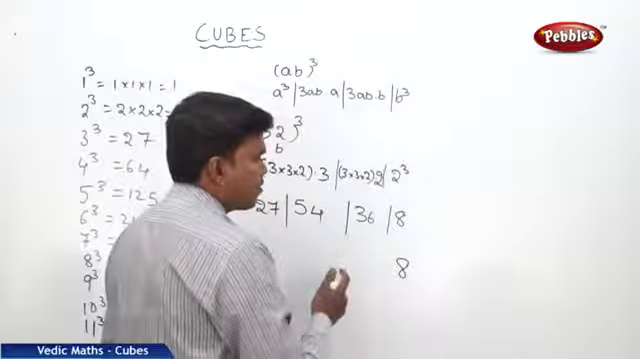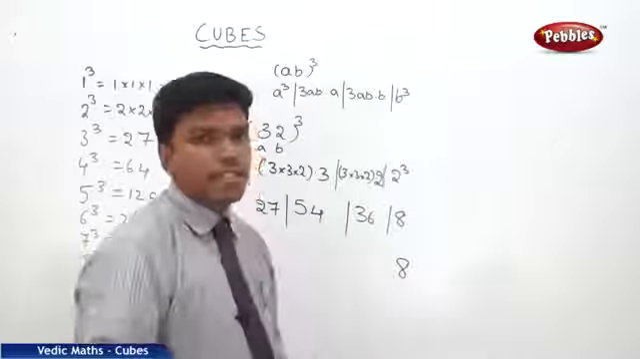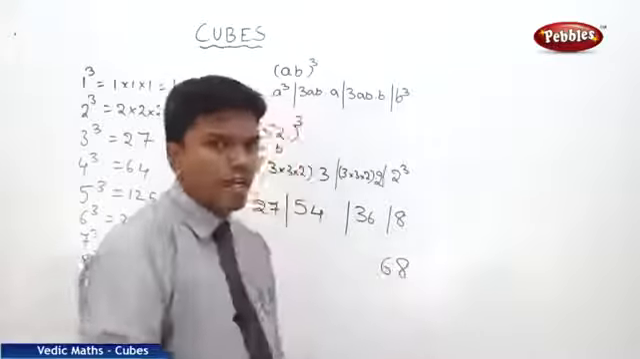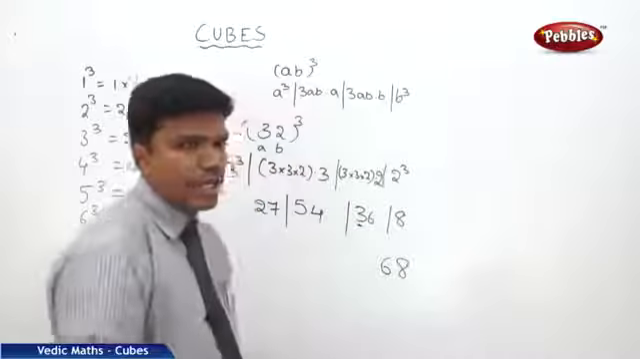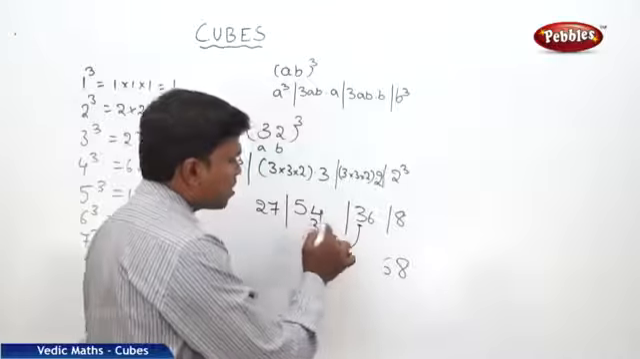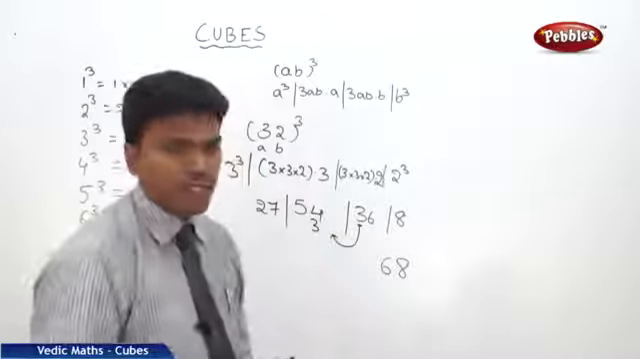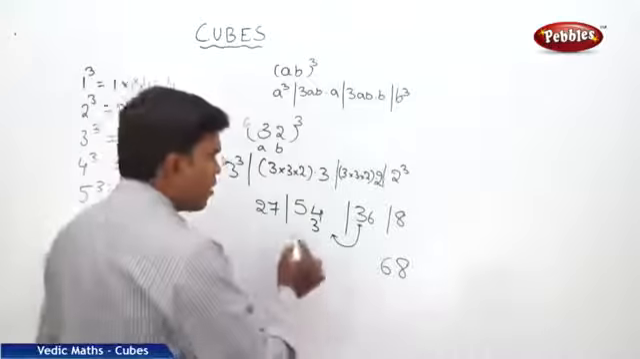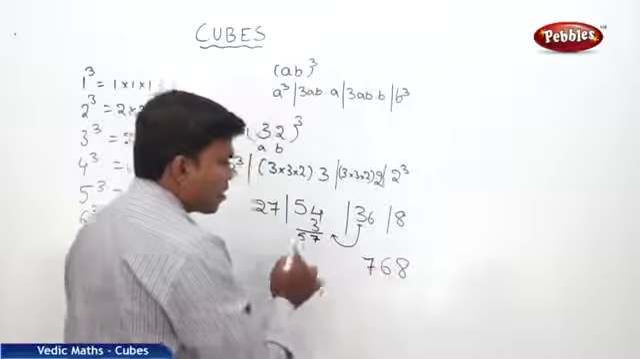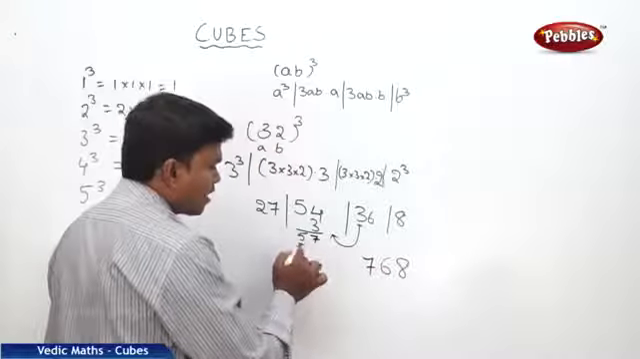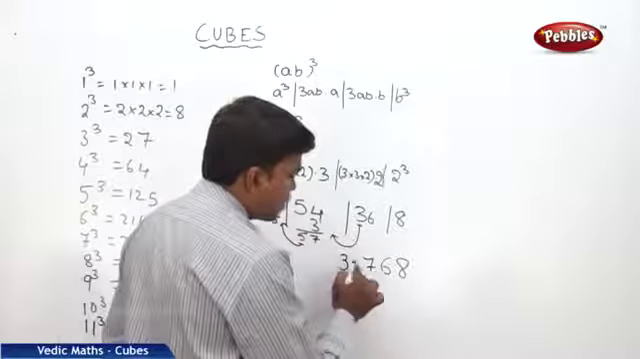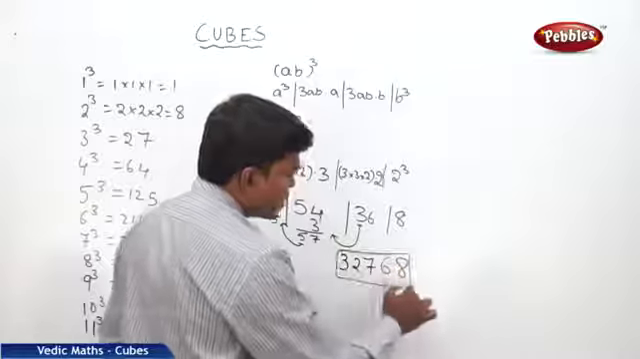Now coming to the next number, 36. In 36, what is the ones place? 6. So just drop 6 as it is. And what is the remaining number here? 3. Carry that number to the next part of the answer. So what is 54 plus 3? 57. In 57, what is the ones place digit? 7. The remaining number is 5. Carry that 5 to the next number. So 27 plus 5, 32. So our answer is 32768.